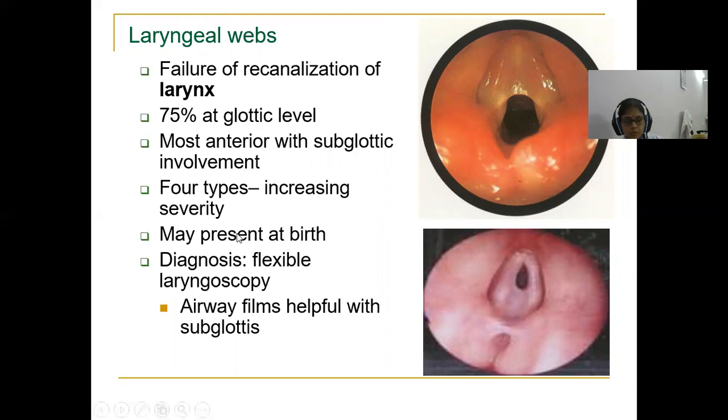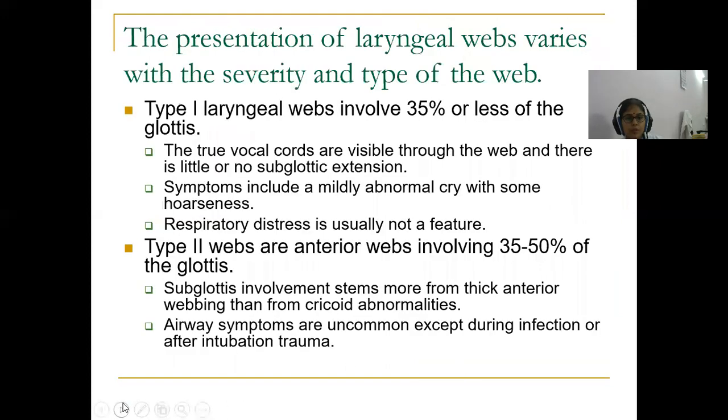They may be present at birth. And again, the diagnostic investigation of choice will be flexible laryngoscopy. Airway films are helpful with subglottic extension. The presentation of laryngeal webs varies with the severity and type of the web.